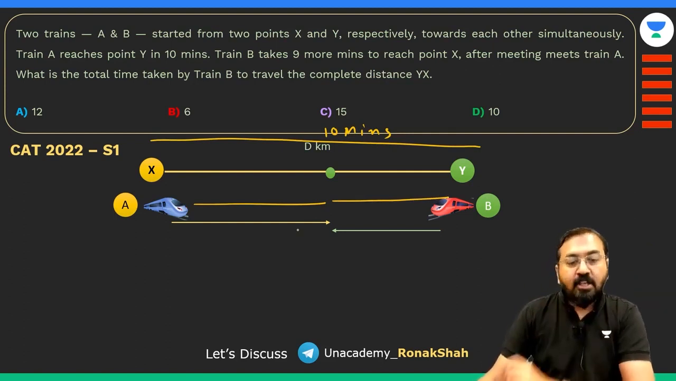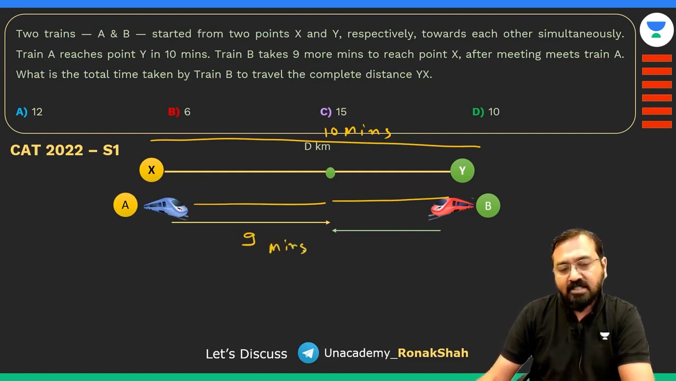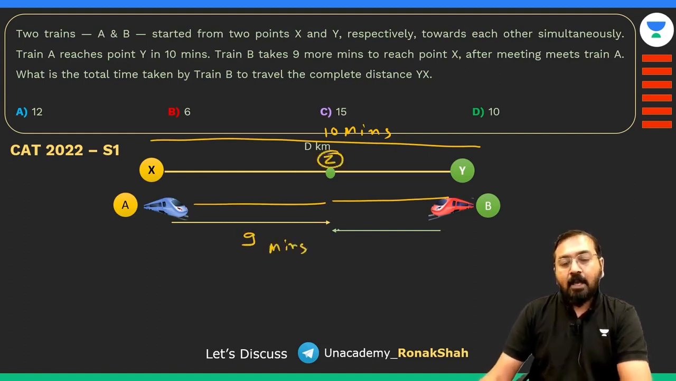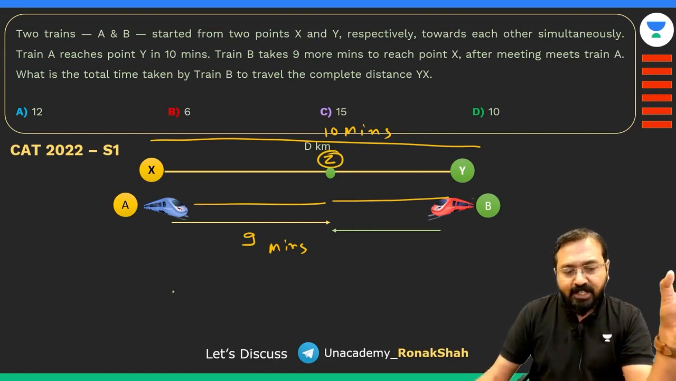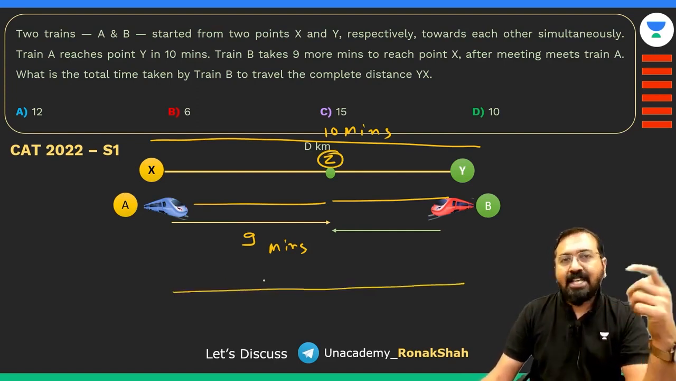Total time is 10 minutes. For train B, we know that train B takes 9 minutes to travel this distance. We have assumed this point as that. Okay, now we need to find out the total time taken by train B to travel the entire distance.